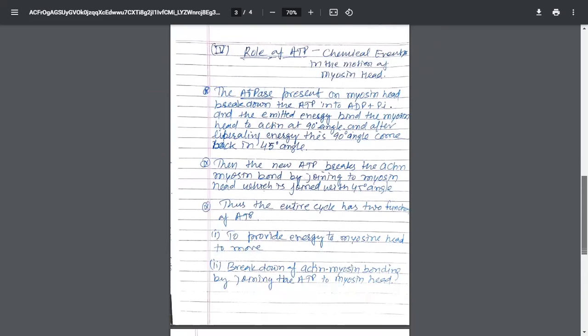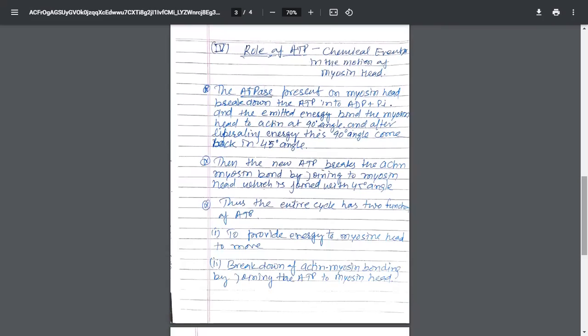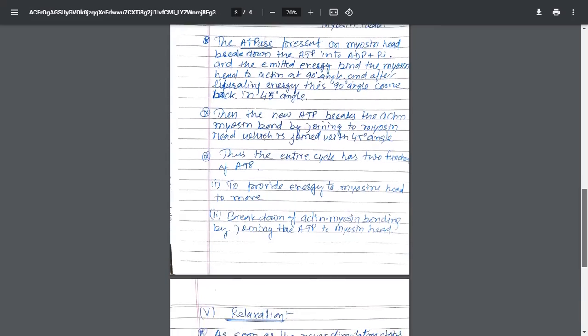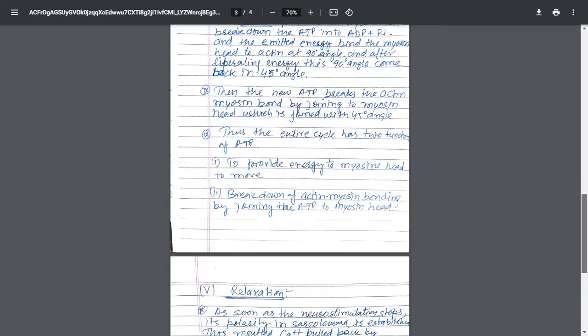Role of ATP in muscle contraction. The chemical events in the motion of the myosin head are known as the role of ATP. The ATP present on the myosin head breaks down into ADP plus phosphate, and the emitted energy binds the myosin head to actin at a 90-degree angle. After liberating energy, this 90-degree angle comes back to a 45-degree angle. Then new ATP breaks the actin-myosin bond by joining to the myosin head, which is joined at a 45-degree angle.